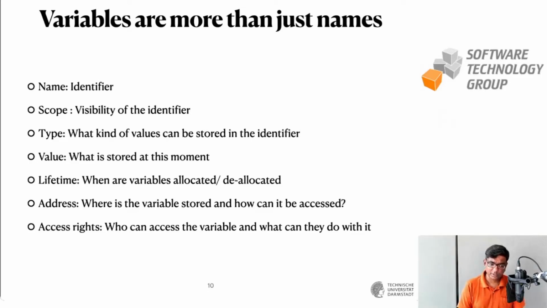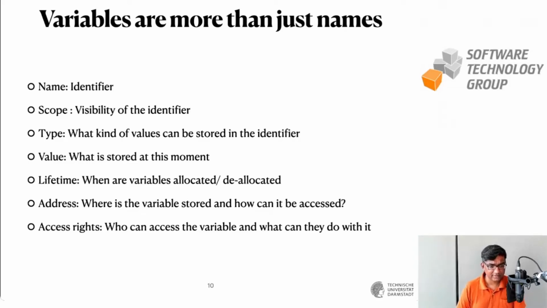The next one is value, which we also already saw in the previous slide, which essentially says what is stored in this variable at this particular moment currently, right? And the next one is lifetime, which essentially says when the variable was allocated and when it is deallocated, meaning it exists in this universe of your program only between these points. Lifetime and scope sound like the same thing, but they are not. We will see the difference during this lecture.